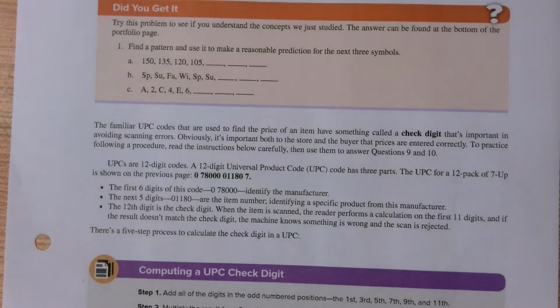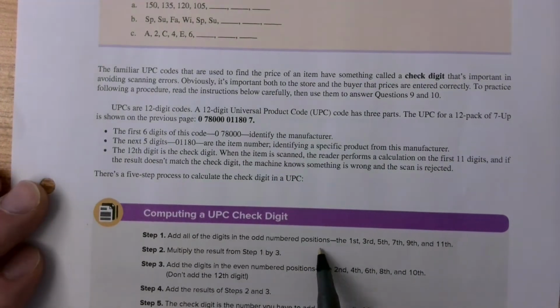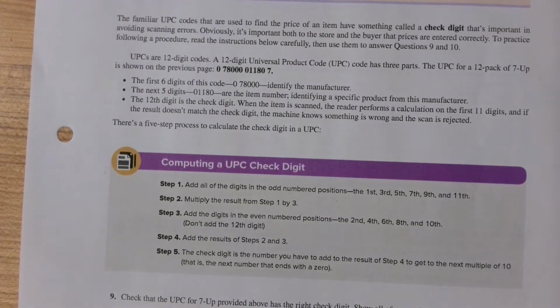It doesn't show up. So here's what the reader's calculation is programmed to do. It adds all the digits in the odd number positions, then it multiplies the result of that sum by 3, and then you add the digits in the even positions, and then you add the product from step 2 with that sum in step 3, and the check digit is the next multiple of 10.